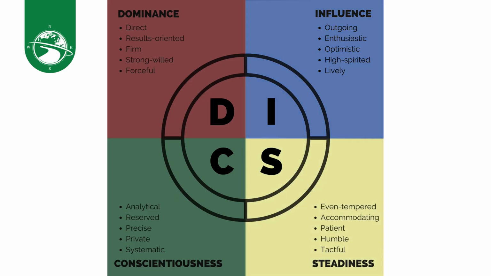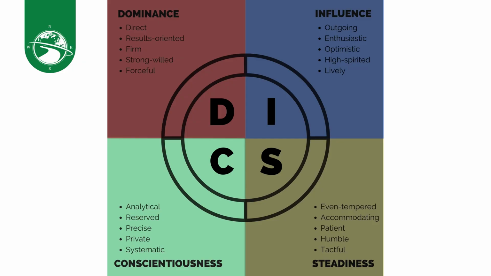And then your S is your steadiness, and this is the supporter, so the S's actually match up. Even-tempered, accommodating, patient, humble, tactful are the key characteristics there. And then conscientiousness, okay, which is the C in DISC, which aligns with the analyst or the thinker. Analytical, reserved, precise, private, and systematic, okay?